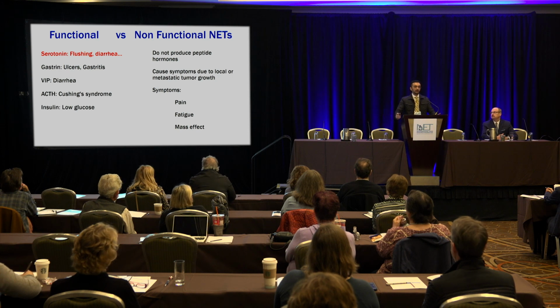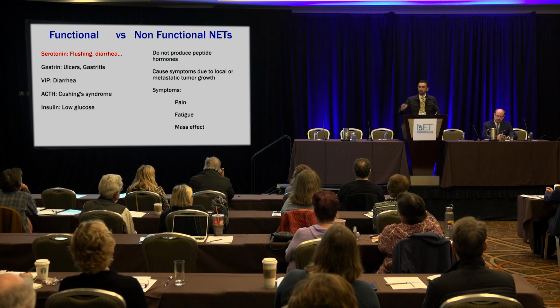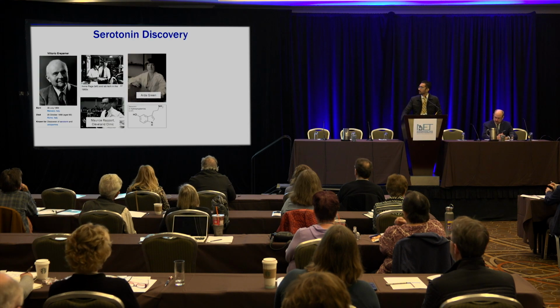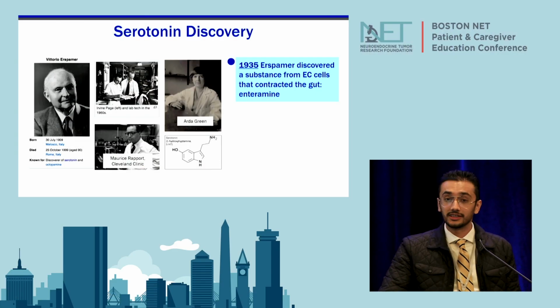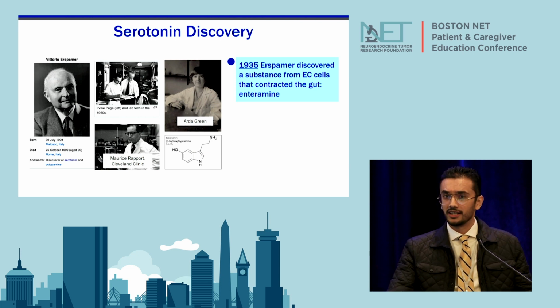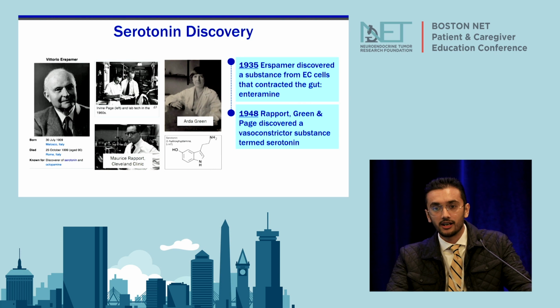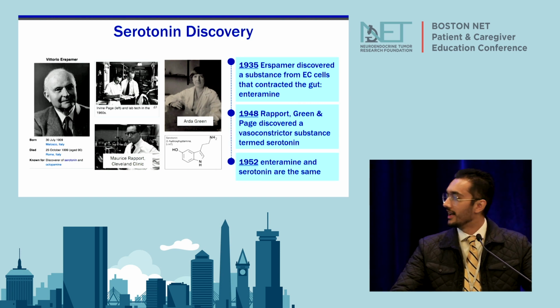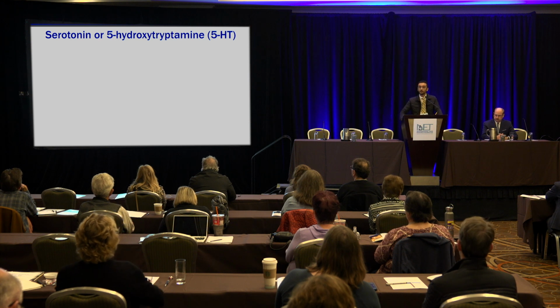Most of my talk would be focusing on functional neuroendocrine tumors, especially serotonin, because this forms the majority or the bulk of the disease burden from hormone-secreting neuroendocrine tumors. Let's dive into some history of serotonin. Dr. Erspamer discovered this compound in 1935. So we've known about serotonin for quite some time. He didn't name it serotonin. He called it enteramine. Later, Dr. Rapport and colleagues discovered another compound with similar properties and named it serotonin. But it wasn't until 10 years later that people put 1 and 1 together and realized this was the same compound. Since then, we have learned quite a bit about serotonin.